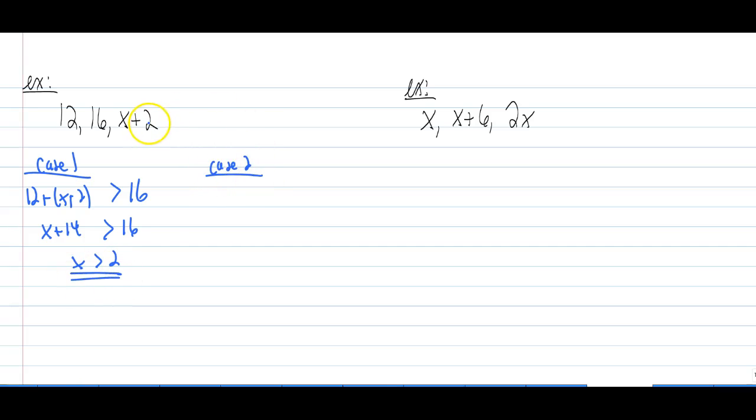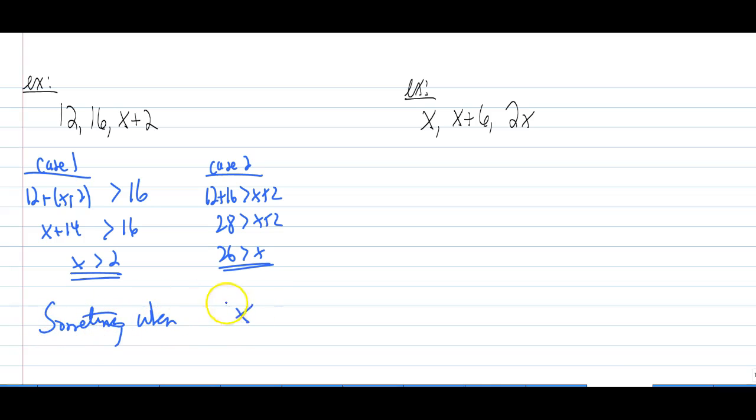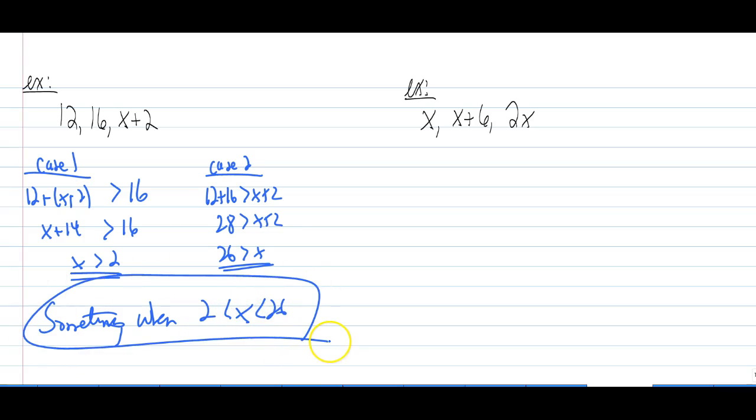Case number 2, x plus 2 could be the largest. So when is 12 plus 16 greater than x plus 2? Start working through this one, subtract 2 from both sides. It works when x is less than 26. So our answer to this one is, sometimes when x is less than 26 but greater than 2.